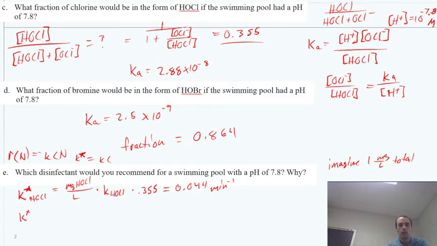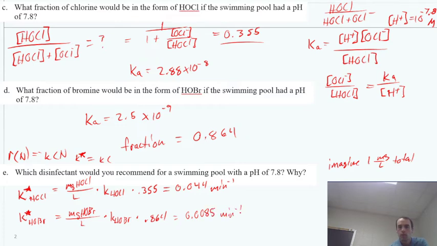K star for HOBr. Then, again, we're doing essentially milligrams of HOBr per liter times K HOBr times the fraction of HOBr that exists at that pH, 0.864. And here I get 0.0085 per minute.